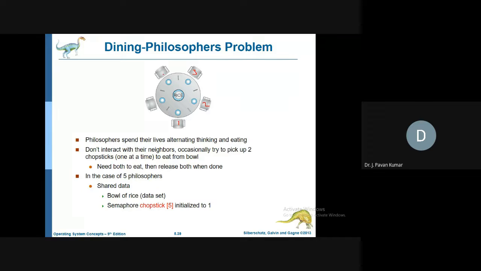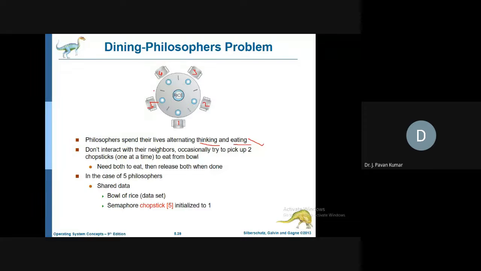These are the philosophers, and the work they will be doing is either they will be thinking for some idea, or they will be eating. Only two things they will be doing. One is they will be thinking, another one is they will be eating. These are the two things they will be doing in general. Other than that they will not communicate with the other philosophers. This is the context that we are considering.